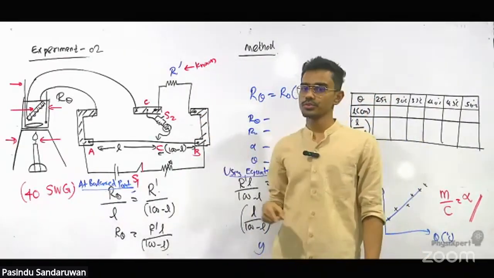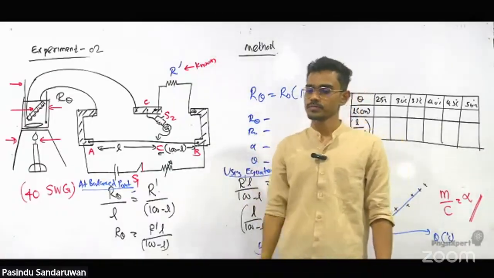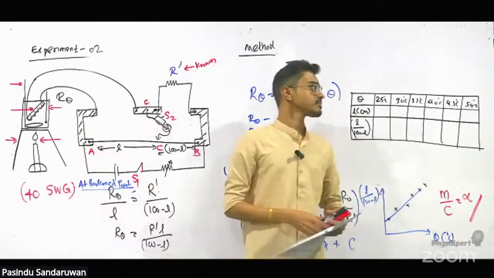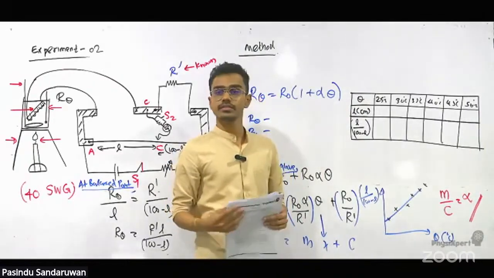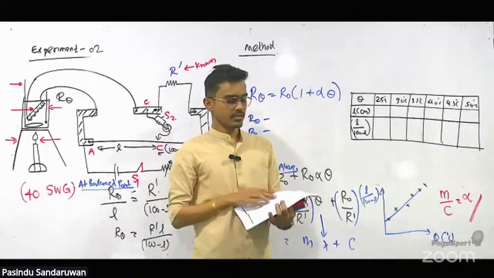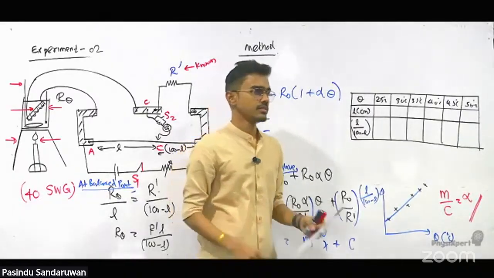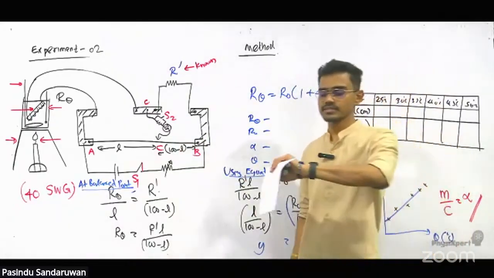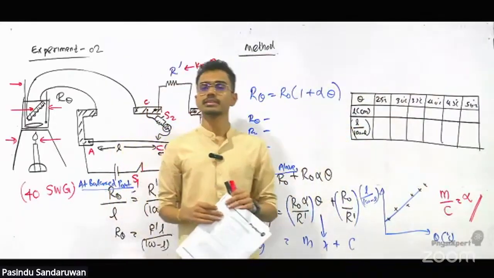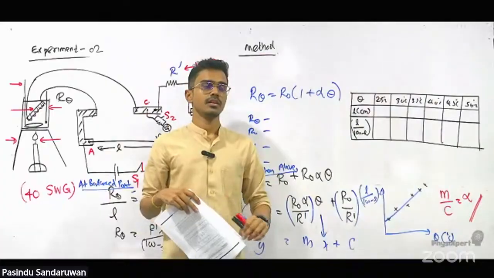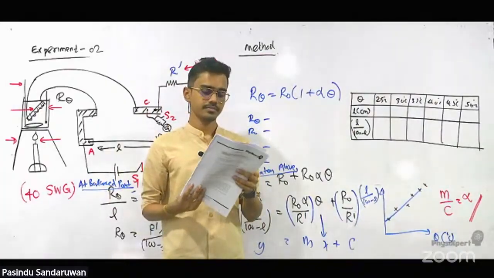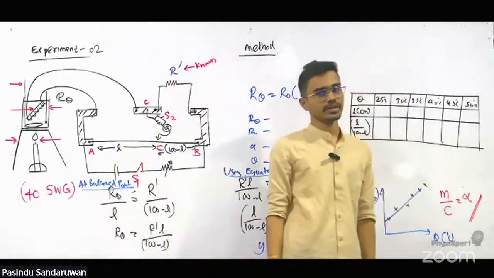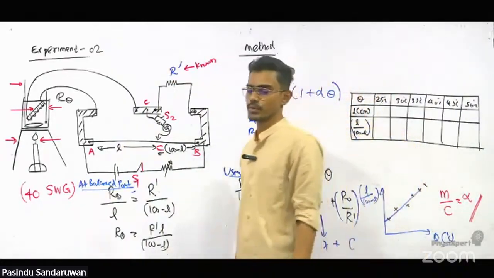Next point. Now close switch S2 to short circuit the safeguard resistor, and find the accurate balance point.